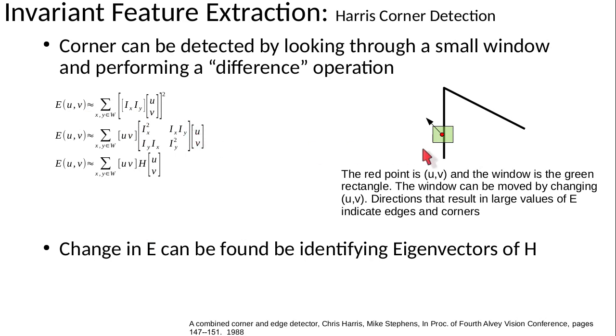Intuitively, what we are doing is we are taking a location x comma y and we are searching a small location around x comma y and determining if during the search there is a significant change in the value of the sum of squared differences. If there is a significant change in this value, that would indicate either an edge or a corner. And the potential directions in which there will be a significant change to this expression E can be found by analyzing the eigenvectors of the Hessian matrix H.